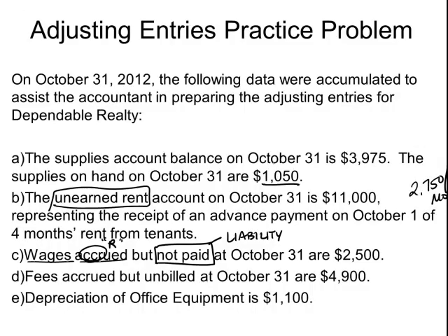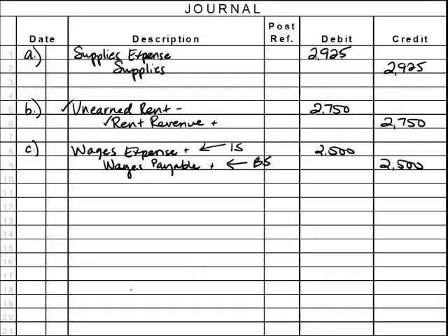All right, letter D. Fees accrued but unbilled at October 31st are $4,900. Again, accrued means earned or incurred. So fees earned, it's a revenue account. Unbilled, what does that mean? That means they owe us. So if someone else owes us money, we call that a receivable. So we've got fees earned and accounts receivable.